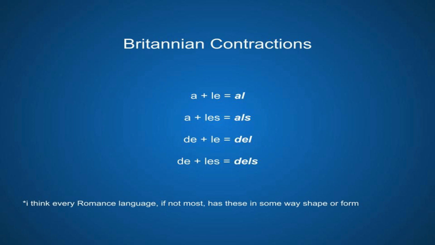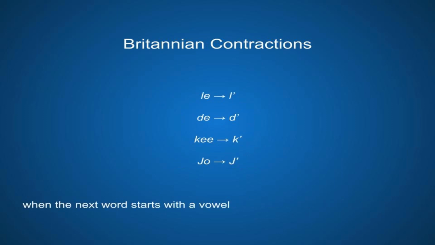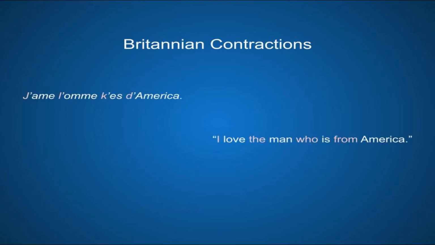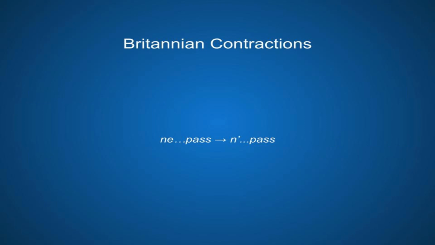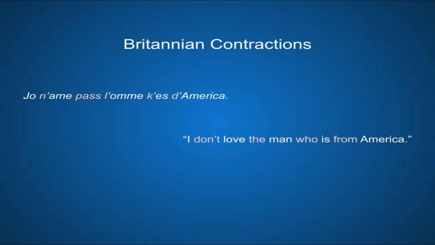Whenever the prepositions a or de are followed by a definite article le or lus, they become al, als, del, and dels. The definite article le, the preposition de, the interrogative qui, and the first person singular pronoun ju are all contracted before a word that begins with a vowel. So, j'aime l'homme qu'est d'Amérique for I love the man who is from America. The negative particle na also contracts before a vowel. So, je n'aime pas l'homme qu'est d'Amérique for I don't love the man who is from America.